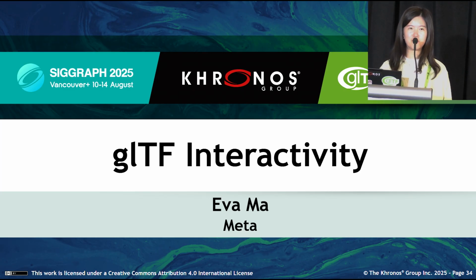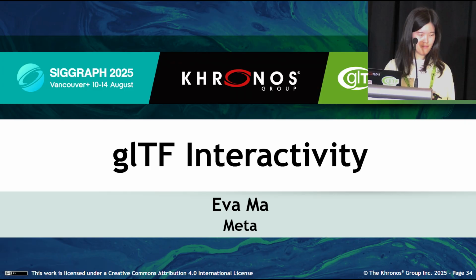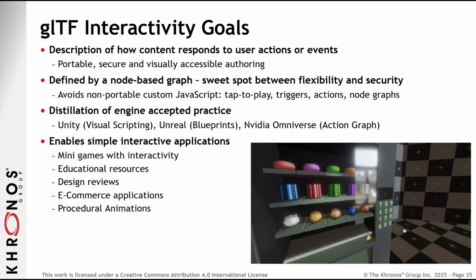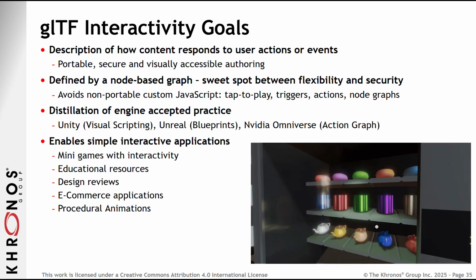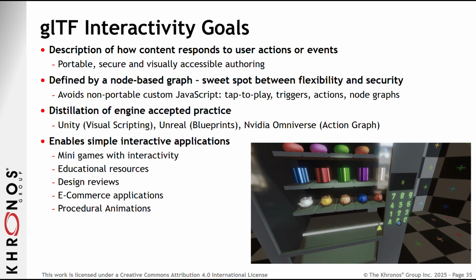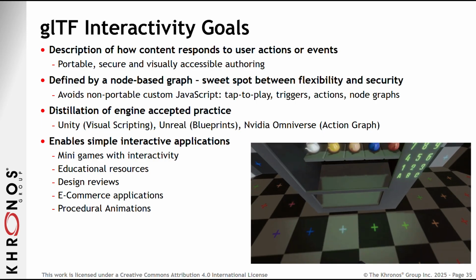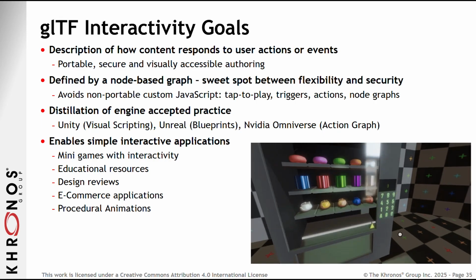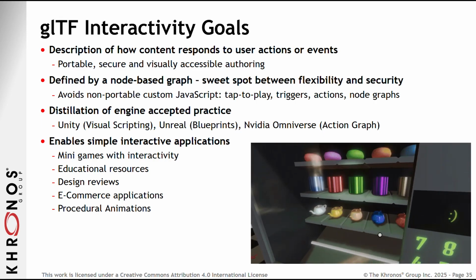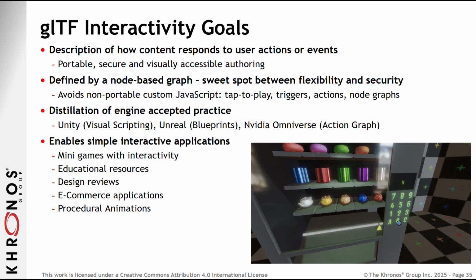Hi everyone, my name is Eva from Meta, and I'm here to talk about interactivity. So what are we trying to do with interactivity? It's a description of how content responds to user interactions or events. It's portable, secure, and visually accessible authoring. We define a node-based graph. It's a sweet spot between flexibility and security.